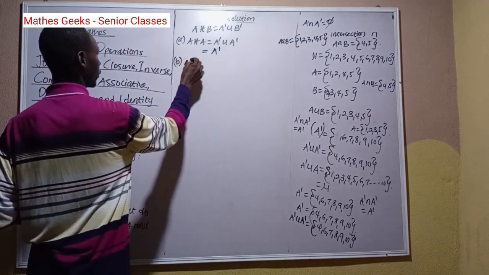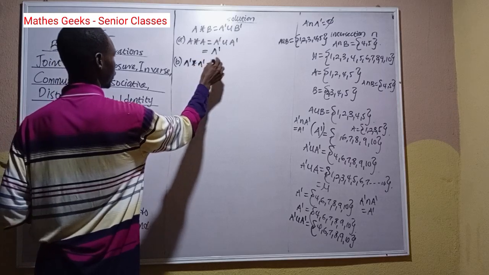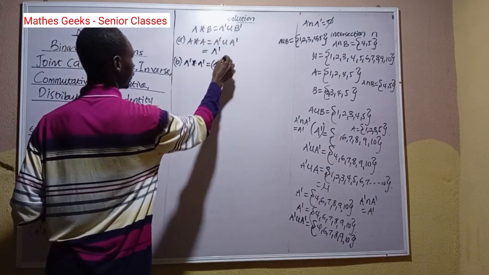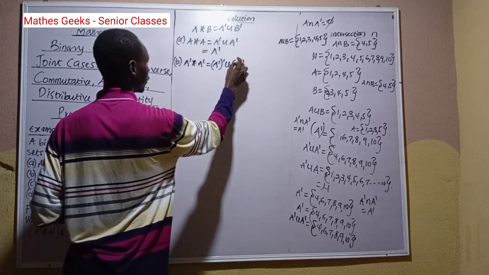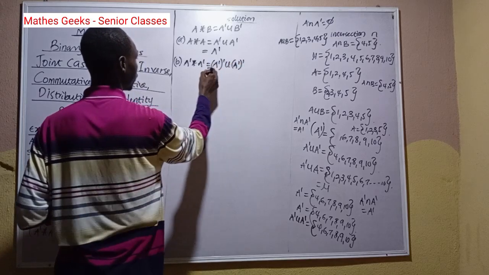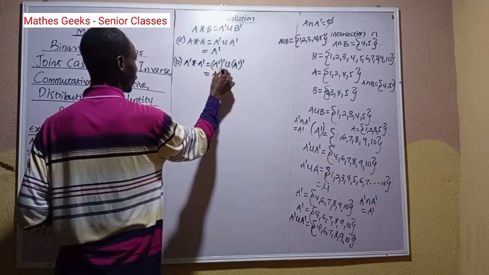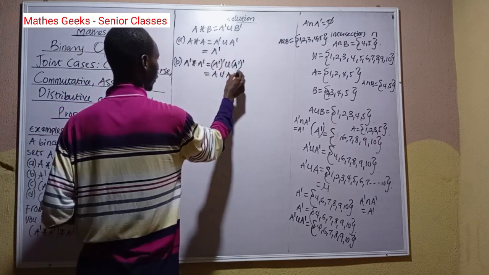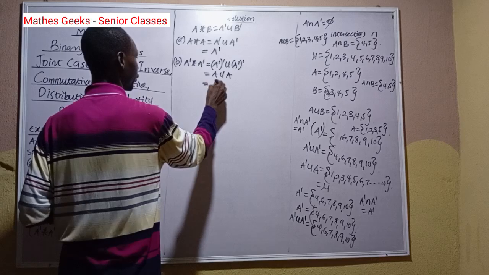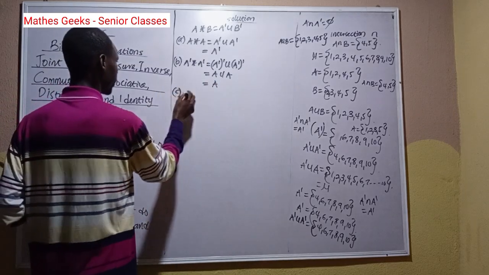A complement star A complement gives us A complement union A complement, complement of A complement. So this is A, the complement of A complement is A, and A union A will also be A.